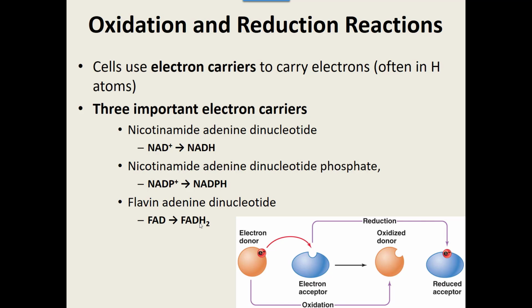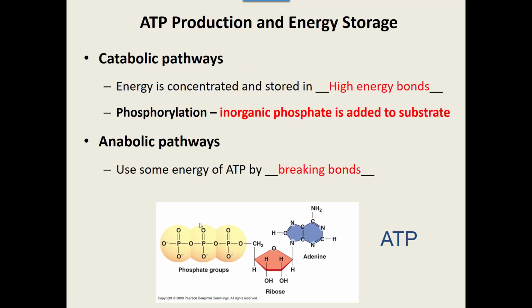Now, not all energy is stored or carried around as electron carriers, so some of this energy has to get put somewhere else. Catabolic pathways, again, anything cat breaks things. As molecules are getting broken down, as this energy is getting released, it has to get put somewhere. And so a lot of times the energy that's released by breaking things down is concentrated and stored in high energy bonds. One of the most common places that we can store energy in high energy bonds is in the molecule called ATP.